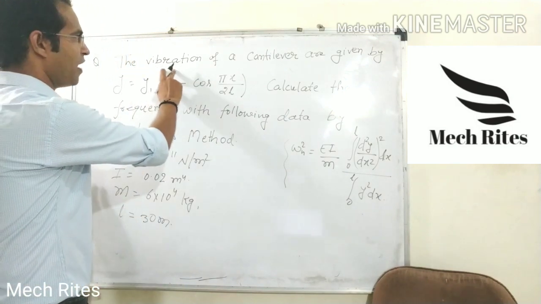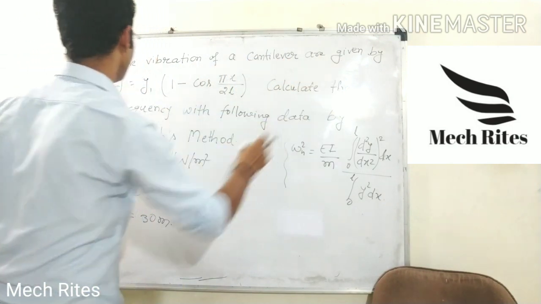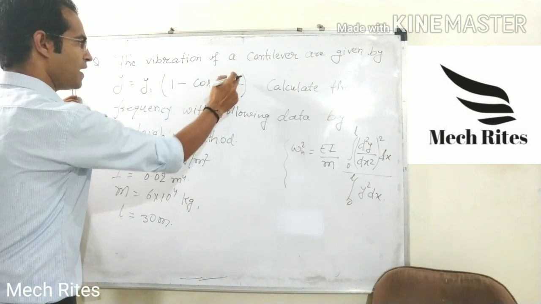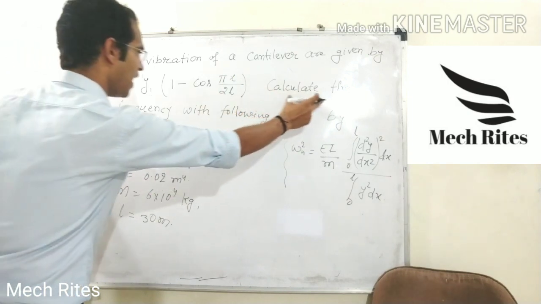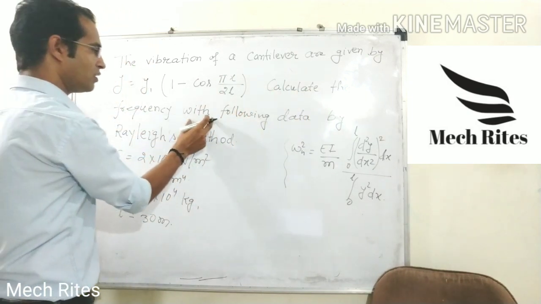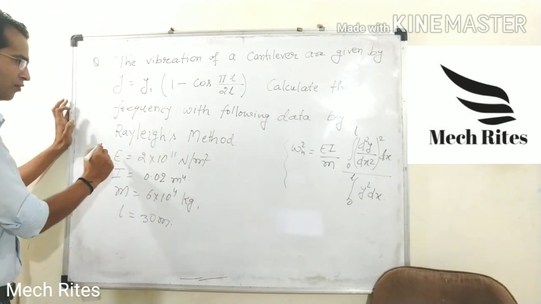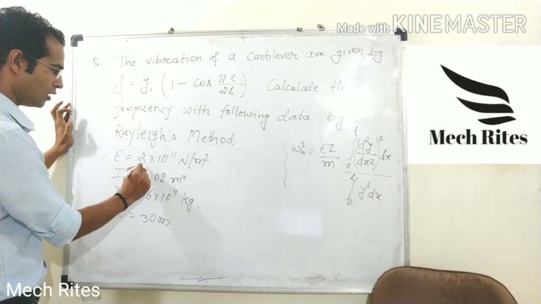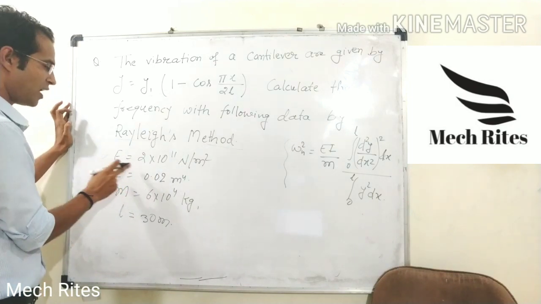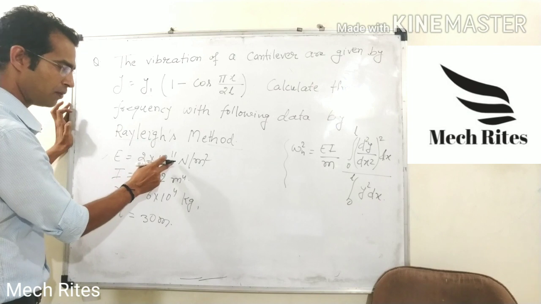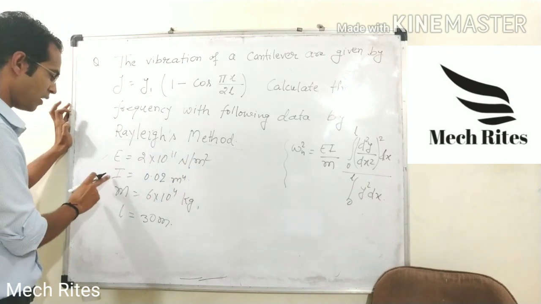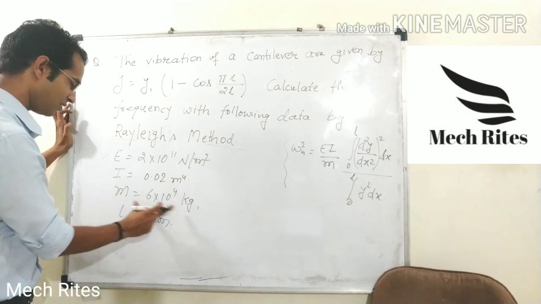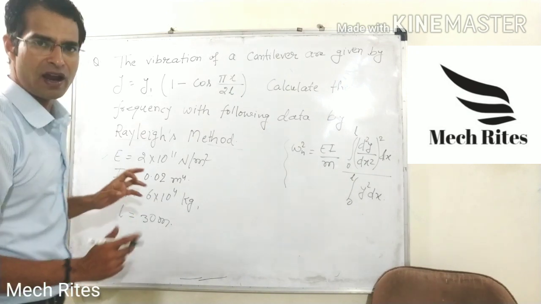In this question, the vibration of a cantilever is given by y equal to y1 (1 minus cos(pi x by 12)), and we have to calculate the frequency with the following data with the help of Rayleigh's method. The data is given here: E, the modulus of elasticity, is equal to 2 into 10 to the power 11 newton per meter square. I, the moment of inertia, is given here, mass is given here, L is given here.